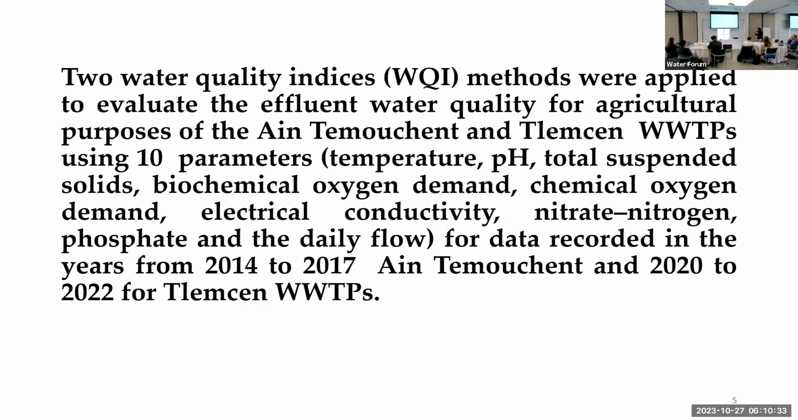We have two kinds of methods called water quality indices. We selected these two methods. The first one is called the Canadian method, and the second one is the arithmetic method. We will apply these two methods for the wastewater treatment plant of Int'l and the wastewater treatment plant of Tlemcen. We have used 10 parameters in order to evaluate the quality of the reused wastewater for irrigation purposes. For the wastewater treatment plant of Int'l, we have data from 2014 to 2017, and for Tlemcen from 2020 to 2022.